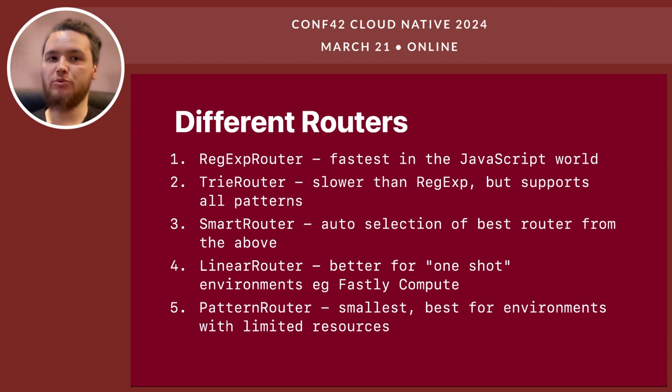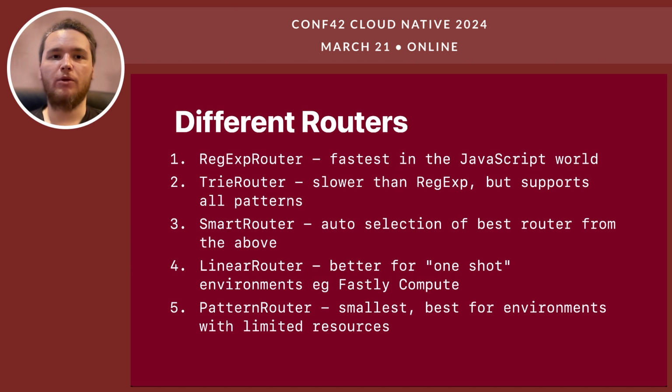Hono has different routers for different applications. By default, SmartRouter will be used, which will automatically select the best router for you from a RegExpRouter and the TrieRouter. RegExpRouter is the fastest in the JavaScript world. TrieRouter is slower, but it supports all patterns.